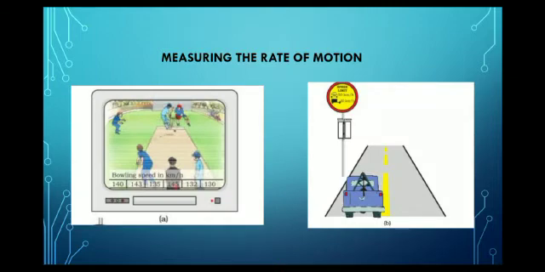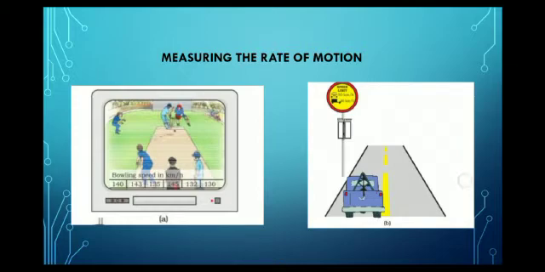Look at the picture. If the bowling speed is 143 km per hour in figure A, what does it mean? What do you understand from the signboard in figure B? Different objects may take different amounts of time to cover a given distance. Some of them move fast and some move slowly. The rate at which objects move can be different.